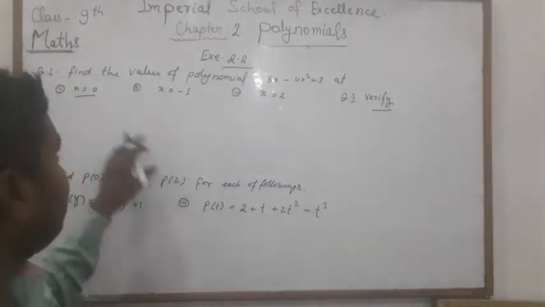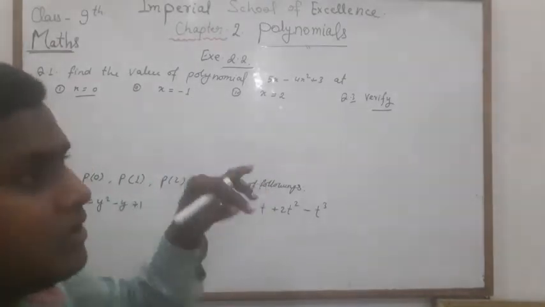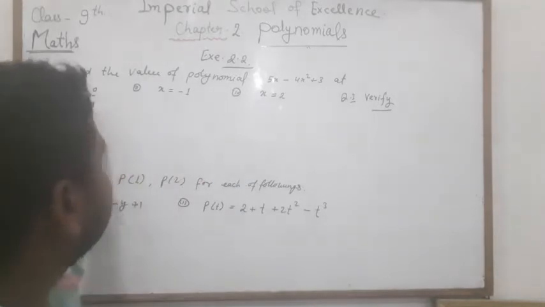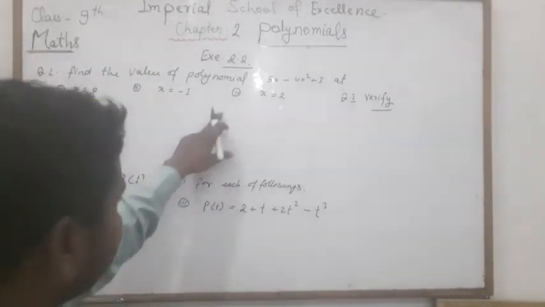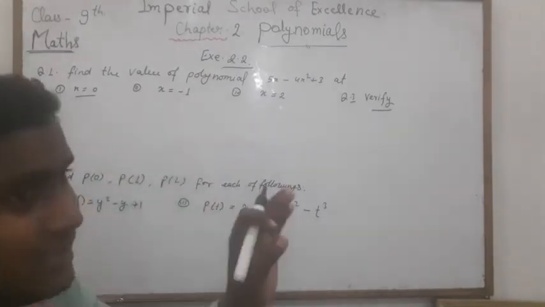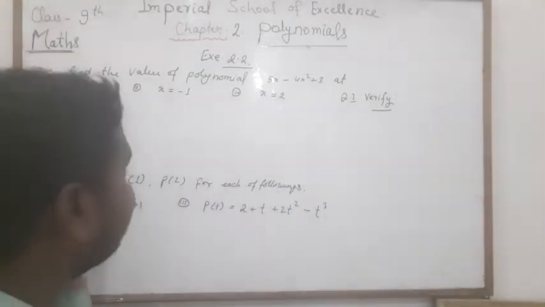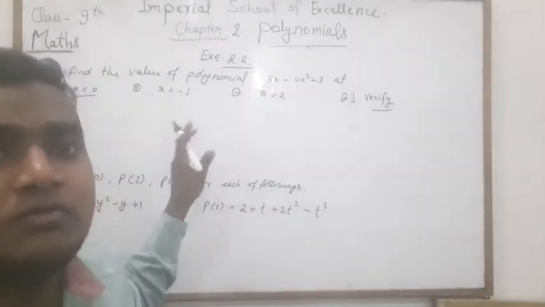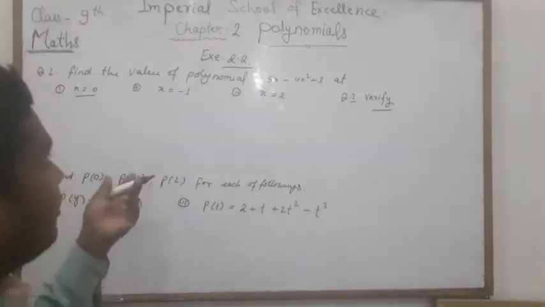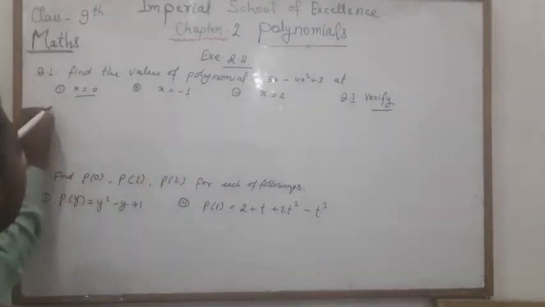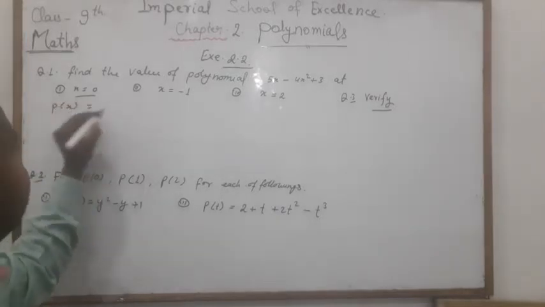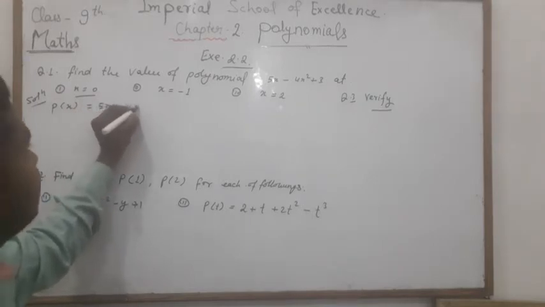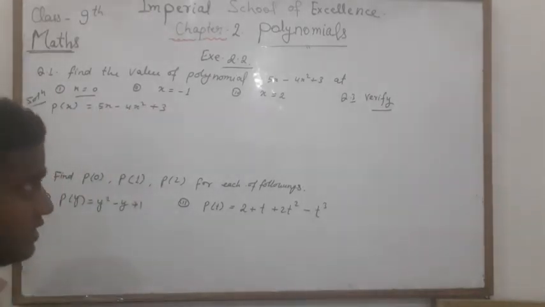And see, if the value of the polynomial becomes 0 at a point, then we can say that this point is the 0 of the polynomial. So these are the points which are given: first, second, third. And if at this point the value of the polynomial becomes 0, then this will become the 0 of the polynomial. So let's see how we will find the value. See, the polynomial p(x) is given as 5x minus 4x square plus 3. Okay, this is the polynomial.